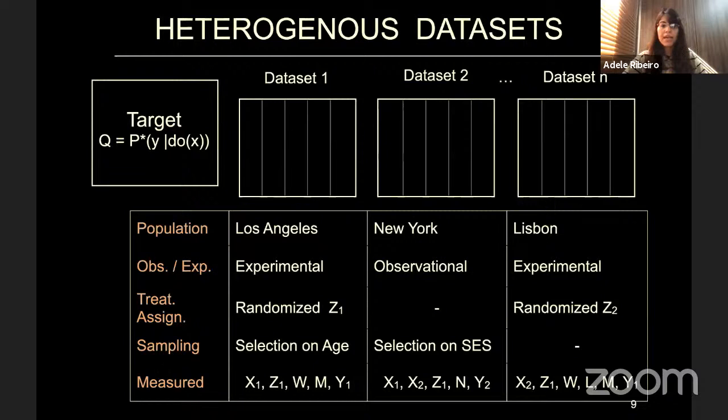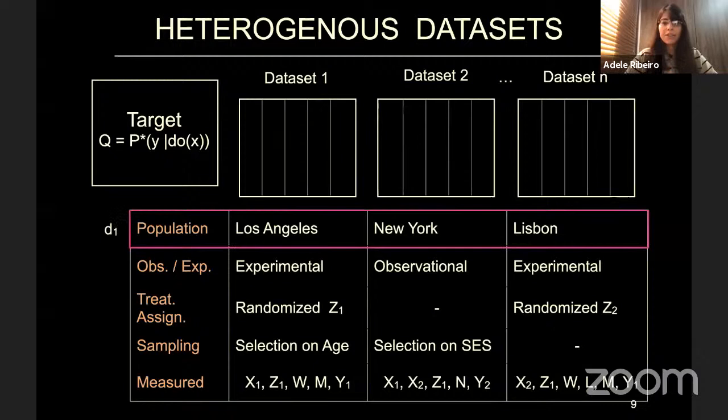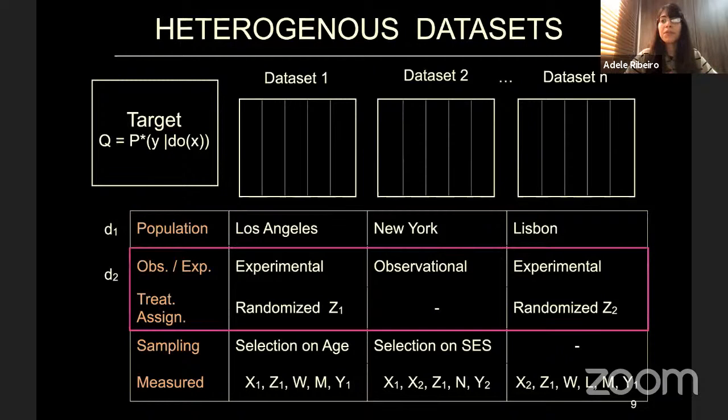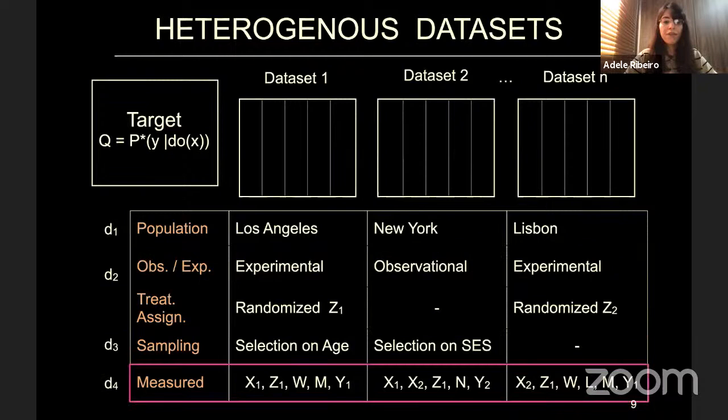The last dimension is about the variables that have been measured in each study. So suppose that in the first one, we measured variables X, Z1, and Y1. In the second study, we haven't measured the variable Y1 in the first time point, but we have measured N, while here we haven't measured N. So the variables are different. That's the point. The columns of the data set are different across these studies. So we have here four dimensions. The first dimension is the population. They can be different in the population. The second dimension is the experimental design. It could be an observational or an experimental study. The third dimension is the sampling procedure. And the fourth dimension is the set of variables that have been measured.